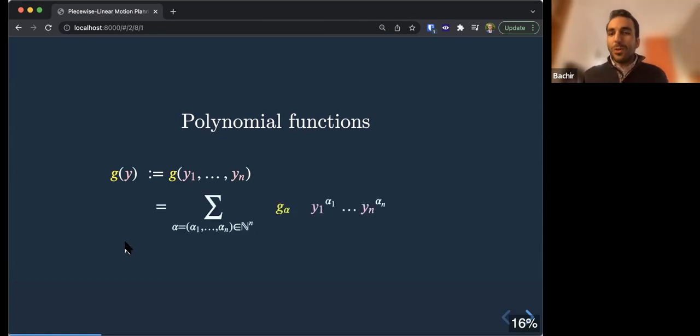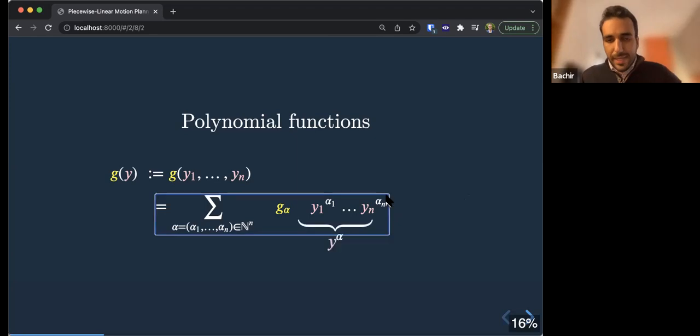So polynomials are interesting. These are functions where the only operations we're allowed to do are multiplying variables together. This includes raising variables to some given power. When you multiply variables together, the term that you get is called a monomial. Here, the y_i's are the variables, the alpha_i's are integer values that we call the powers.